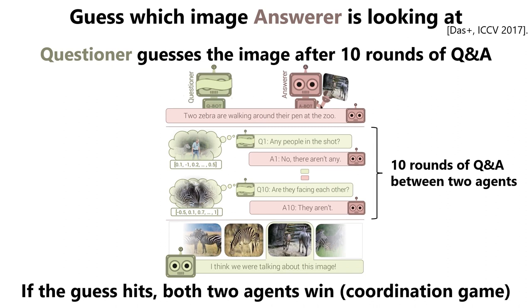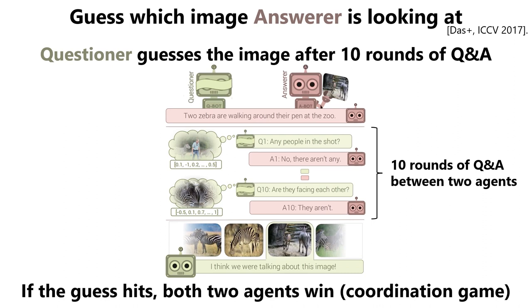Particularly, the questioner is the agent that actually performs the image search. The questioner does not know what kind of image is the correct answer, nor does it know what kind of image the other agent, the answerer, is looking for. The answerer has a rough idea of the image it wants to search for.